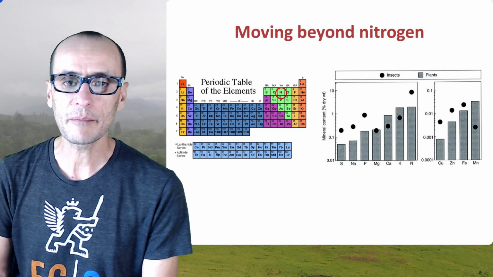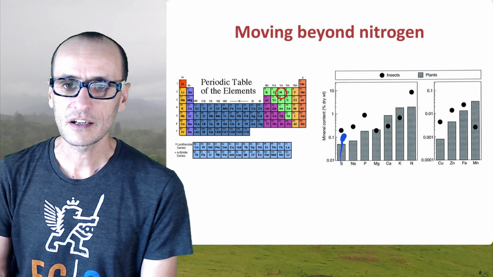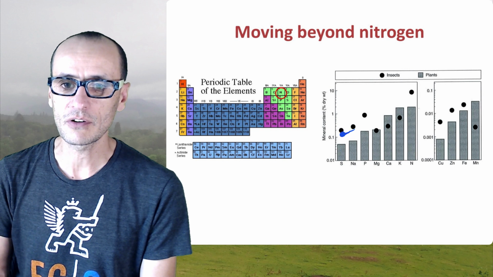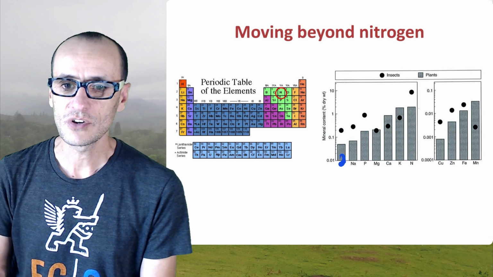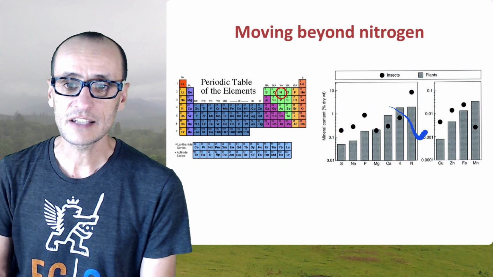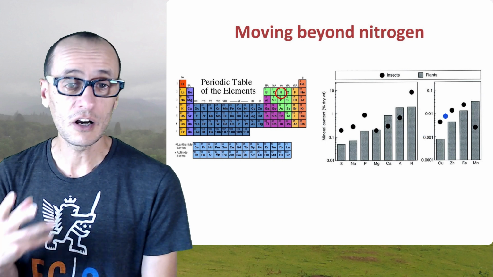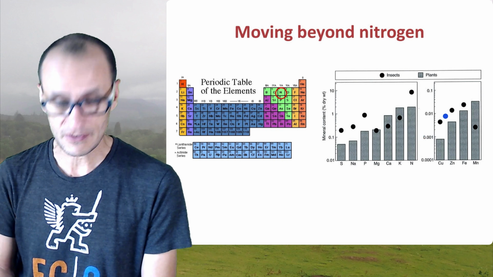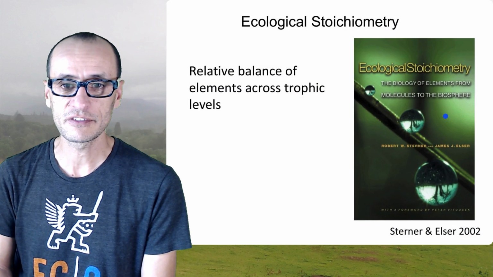So here, for example, you can see where the elemental composition of insects is in these dots. And this is the average that you tend to find in plants for potassium, for phosphorus. There's a few where it's actually a little bit higher in the plants than it is in insects. But again, insects tend to have greater demands of those elements than their resources generally have.